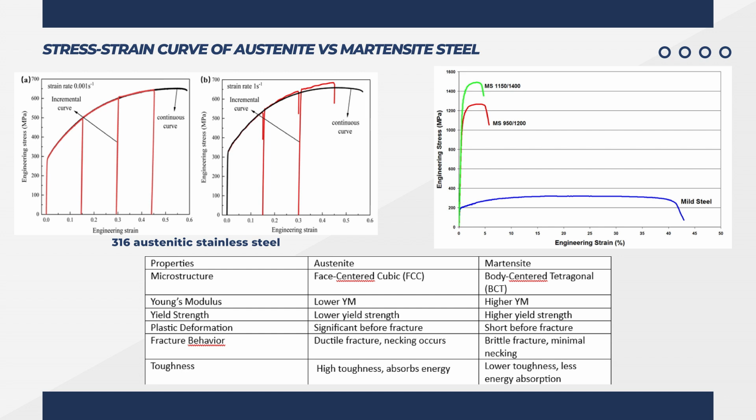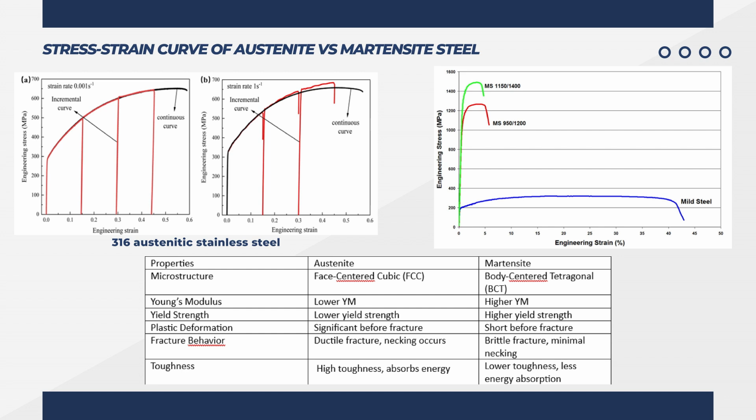For the Young's modulus, as can be seen from the linear elastic zone of the stress versus strain graph, it is concluded that austenite has a lower Young's modulus than martensite. The same also applies to the yield strength, with austenite having only around 350 MPa yield strength, while martensite steel has approximately 1,500 MPa yield strength. For the plastic deformation, austenite has a significant strain before fracture due to its ductile nature, compared to martensite, which is brittle and has a very short strain before fracture.